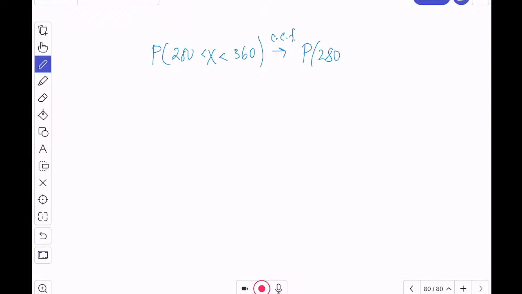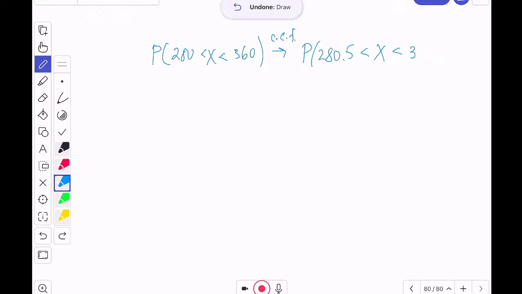into 280.5, because it says do not include 280, so you have to go up. And this one says do not include through 60, so you go down, to 59.5. And then you standardize that.